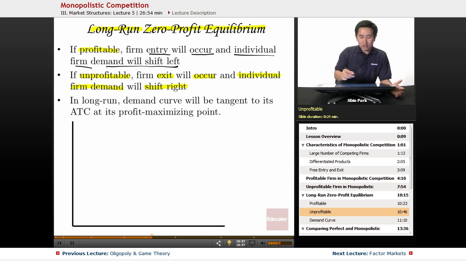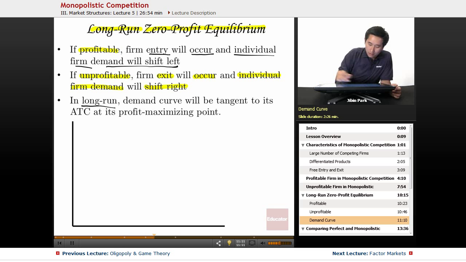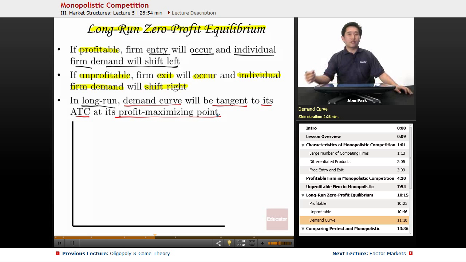So yes, it's unprofitable for firms to exit, but those that stay in business are going to become slightly more profitable, and that's a good thing for individual firms. If your competition goes away, this is good for your business here. Now, in the long run, the demand curve will be tangent to its ATC at its profit maximizing point. So basically, you have the same graph as a monopoly not making any economic profit, except this is now a long run equilibrium for a monopolistically competitive firm. So this is how it would look.